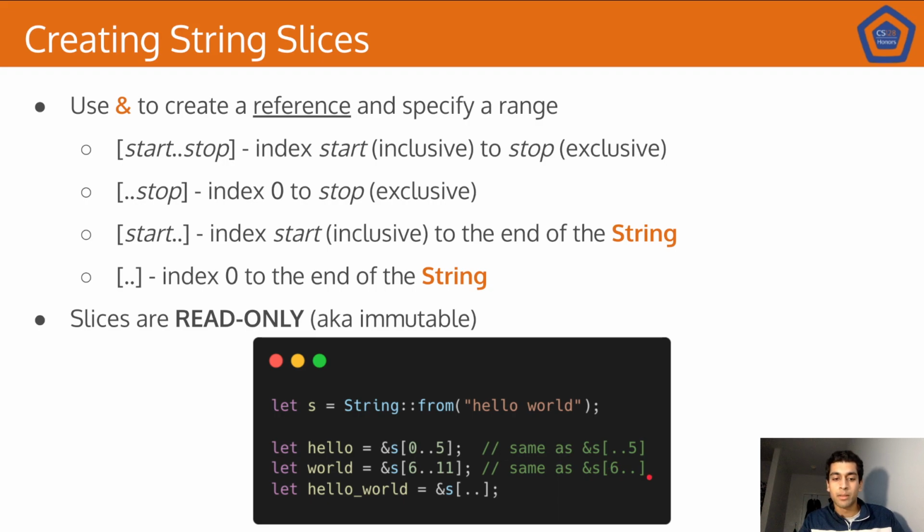Finally, for this entire string "hello world", specifying brackets dot dot is the exact same as if you did not have the brackets at all. So ampersand s is the same thing as creating a slice of the entire string. And I want to note, these slices are read-only. You will not be able to change the characters using the variables hello and world. You won't be able to change s in this case because it's not mutable. So just something to keep an eye out for.